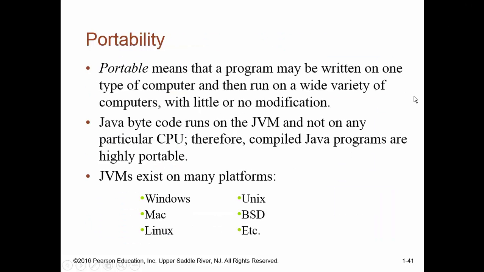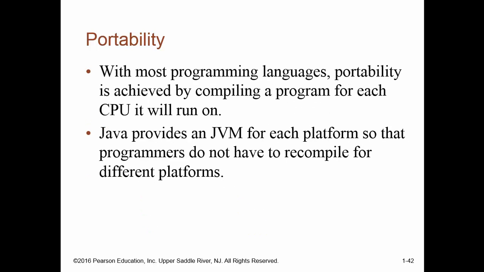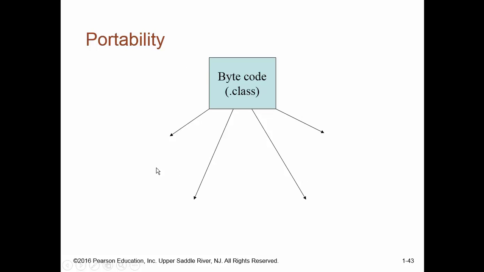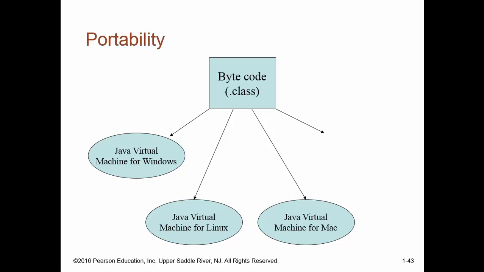I mentioned before that Java is a portable programming language, which means that you can write it on one type of computer and run it on another. You probably have to recompile it, but typically you'll have to do nothing else. Notice that there's Java Virtual Machines for Windows, Mac, Linux, Unix, etc. Java provides a different Java Virtual Machine for each platform, so the programmers do not have to recompile for different platforms. That may or may not be true. Again, there's one for Windows, for Linux, for Mac, for different types of Unix, etc.